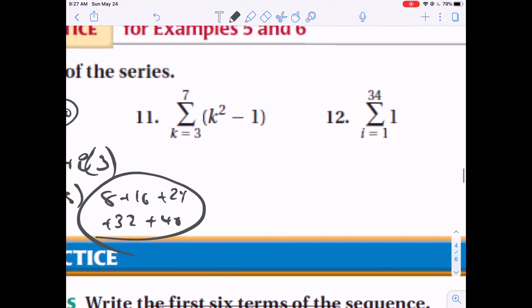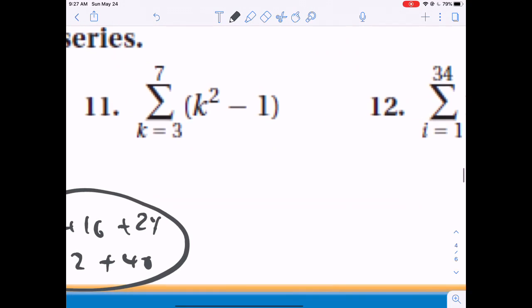I'm not going to do number 12. I'll do number 11, and you guys can do the homework. I'm going from 3 to 7, so that's 3, 4, 5, 6, 7. That's 5 numbers that will be added up. And I square each number and subtract 1, and then add those up.